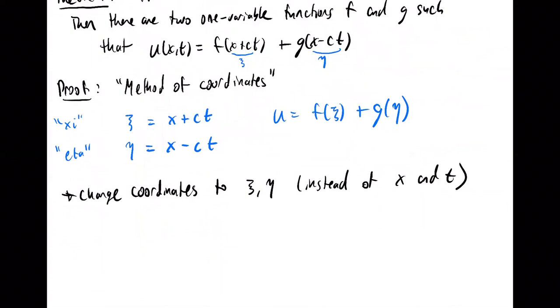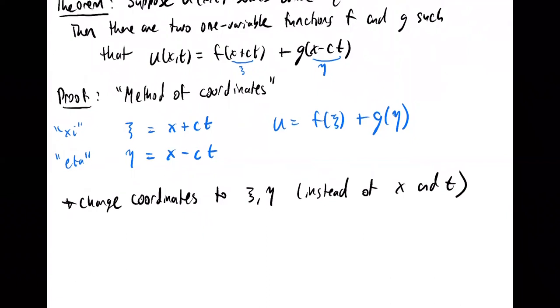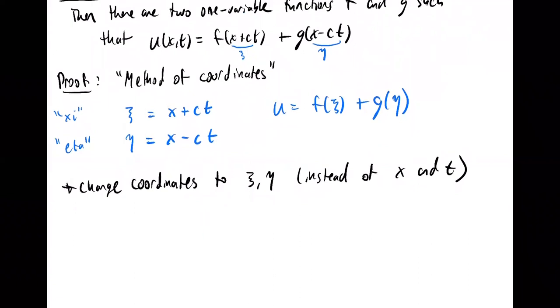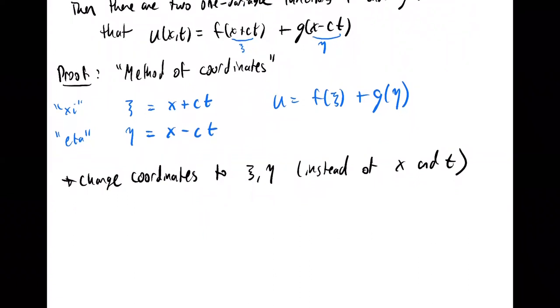You should think back to the change of variable formulas for integrals that involve the Jacobian when you do a change of variables in the plane. We're doing exactly that type of change of variables, but there are no integrals, so the Jacobian isn't going to be relevant. We're just changing our coordinates from x, t to these slightly more complicated coordinates, which, even though they look more complicated, will actually simplify the equation. We have to do a little bit of algebra and calculus to make this change of coordinates work. So this is the next step.